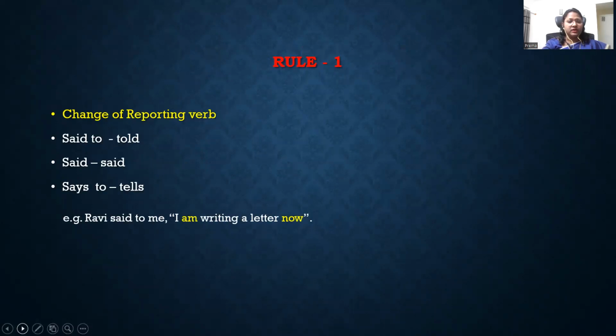The first rule is about the reporting verb. We should find out the reporting verb and what tense it is. It can be present, future, or past. When you are changing direct to indirect speech, this reporting verb can also be slightly changed. That is, if it is given as said to, it can be changed into told. Said, we can keep as it is, and says to will be changed into tells. This is the first rule that we have to apply: change of reporting verb.